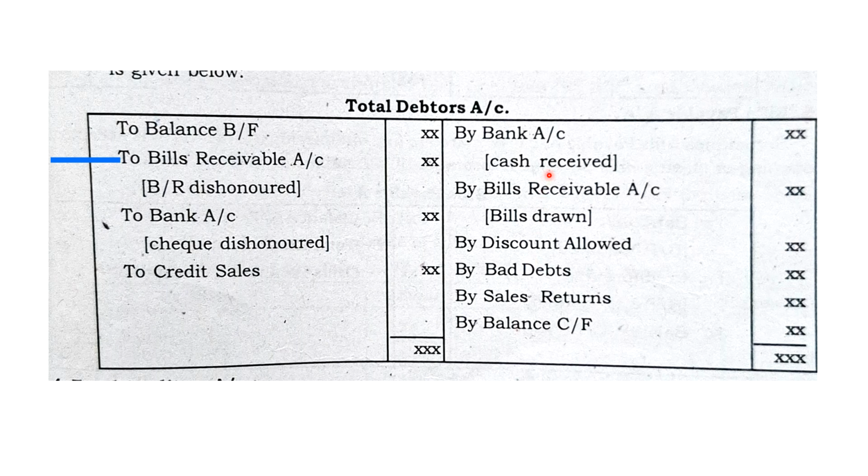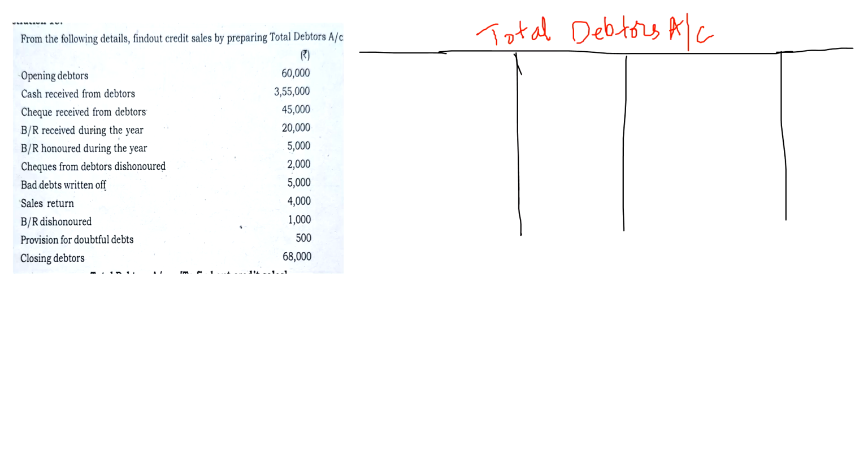Or if it is 'find out the cash received from the debtors', then your answer will be 'By cash account', or if you write bank also, it is not an issue. So this is how it has to be followed to prepare the total debtors account. Okay, now let us work out one question: from the following details, find out the credit sales by preparing the total debtors account. First we need to draw the lines here and write the heading as total debtors account.